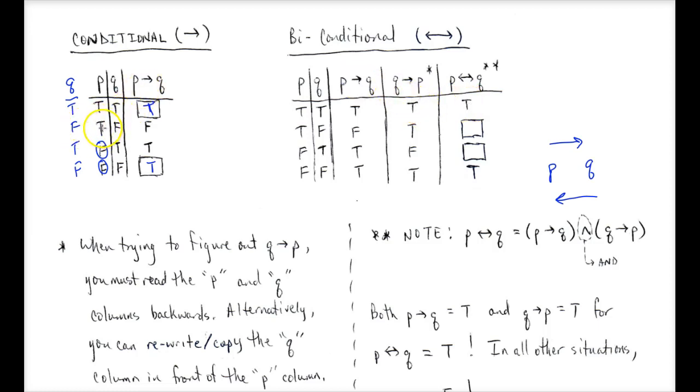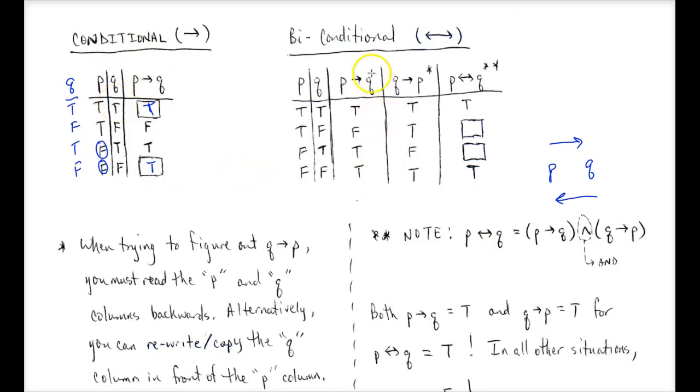False and true for a conditional statement is true. True, false for a conditional statement is false. And false, false for a conditional statement is true. And of course, we're getting that directly from this truth table here. Okay?